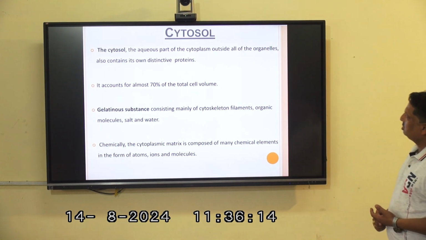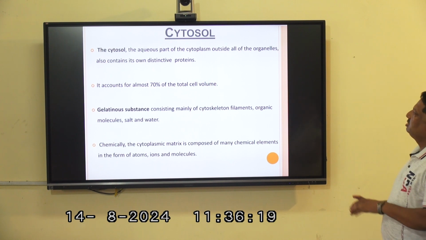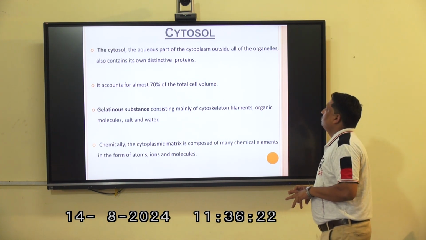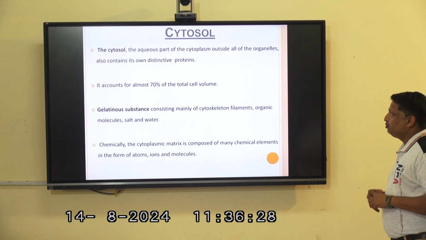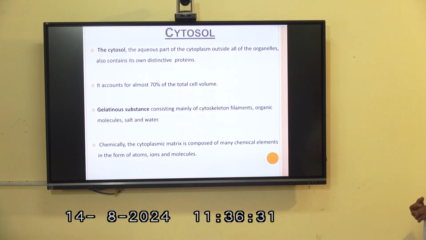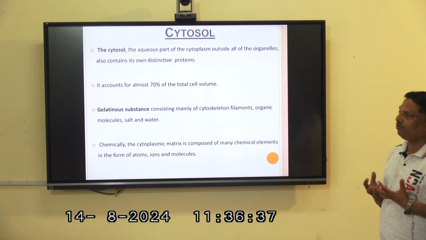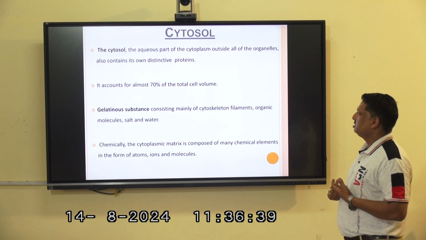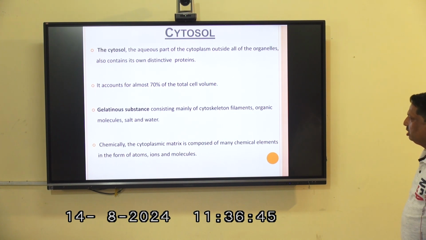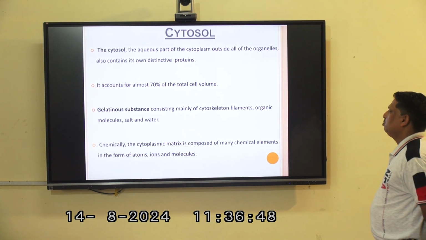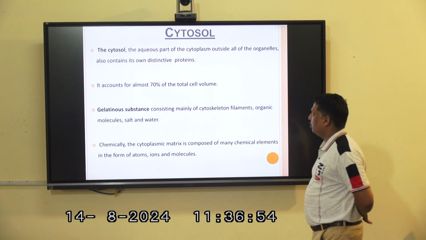And of course, this slide indicates the significance of cytosol. The cytosol is the aqueous part of the cytoplasm outside all of the organelles. It also contains its own distinctive proteins, and it accounts for almost 70% of the cell volume. It consists mainly of atoms, organic molecules, salts, and water. Chemically, the cytoplasmic matrix is composed of many chemical elements in the form of atoms, ions, and molecules.